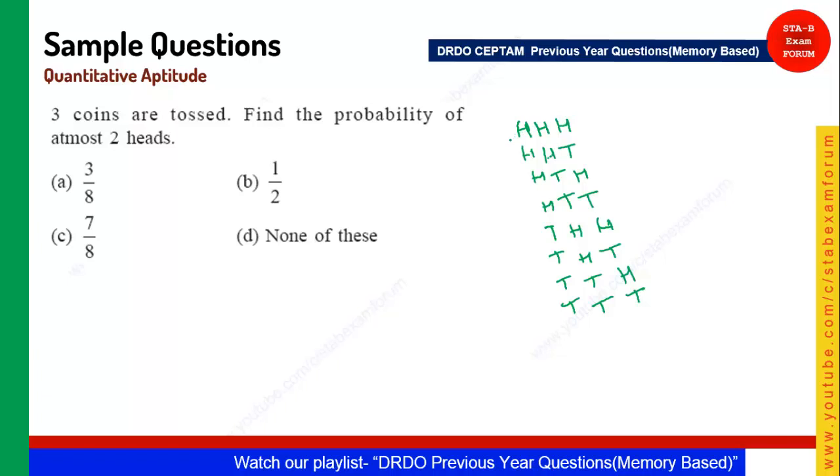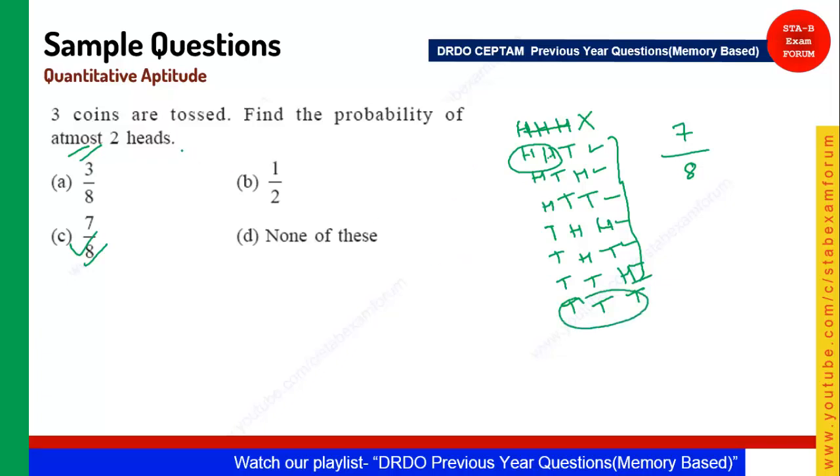So at most 2 means the maximum number of heads that can come is 2, so this one is straight away eliminated. At most means minimum it can be 0 or maximum 2. So this one, this one, this one, this one, this one, this one, this one, if you count it, these are 7, and the total number of samples is how many? 8. So option number C is the correct answer. Okay, so this 'at most' key is very important. At most means maximum 2 can be there and minimum 0 can be there, like in this case.